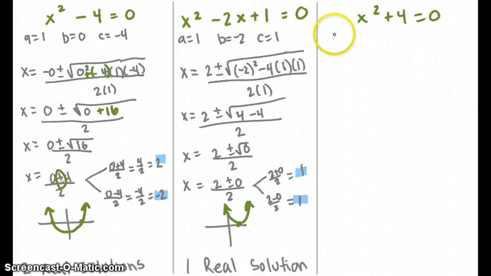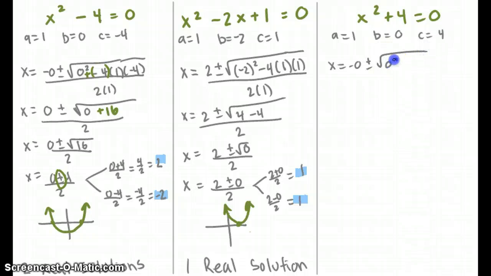Let's take a look at the last one now. So our a value is 1, our b value is 0, and our c value is 4. This is a lot like our first example. So we have x equals negative 0, plus or minus the square root of 0 squared minus 4 times a times c, 4 times 1 times 4, all over 2a, 2 times 1. The only difference is the sign change of the 4.